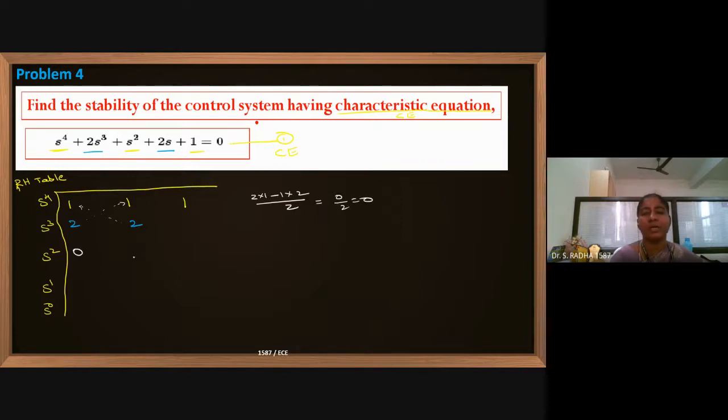Now the next element, how to calculate? 2 into 1 minus 1 into 0 divided by 2. It is 2 by 2. Value is 1. So the S power 2 row is completed.